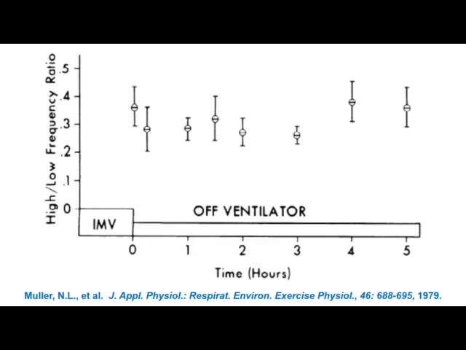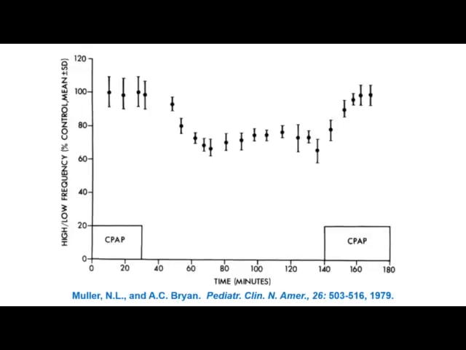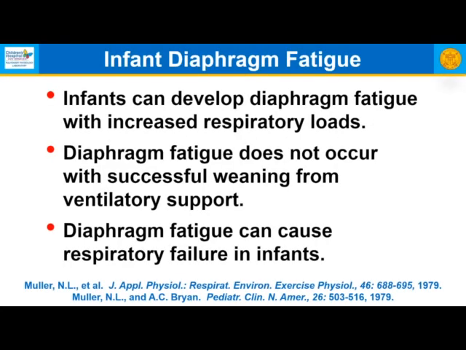Conversely, here's an example of a child who successfully weaned from mechanical assisted ventilation. So here you can see that the high-low ratio never changed, and this child was able to remain off the ventilator, as shown here, at least for 5 hours. Here's an example, and we'll talk about this in a little bit, of a child being on CPAP, newborn infant again, taken off CPAP, and again, diaphragm fatigue occurs, and then is put back on CPAP. So CPAP stabilizes the rib cage and to some extent reduces work of breathing.